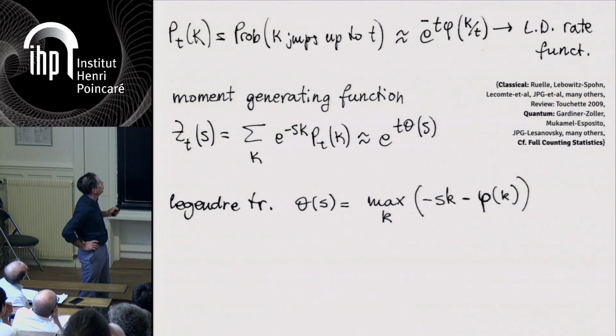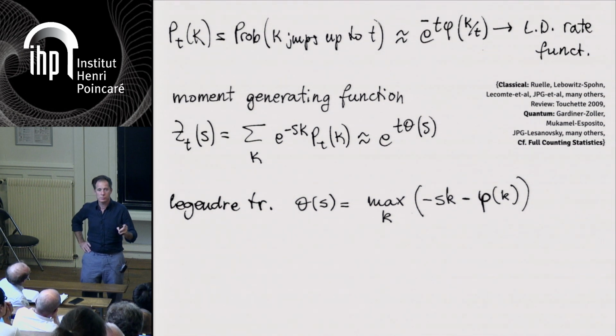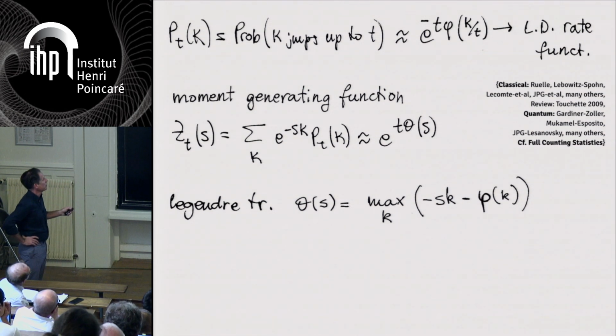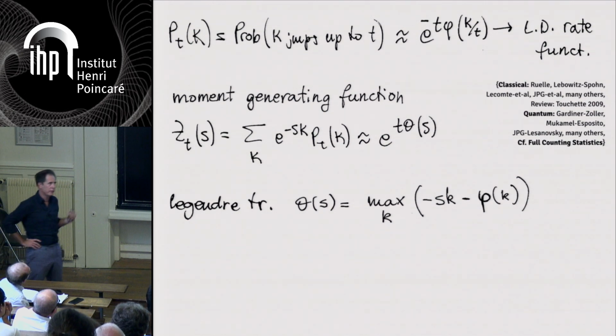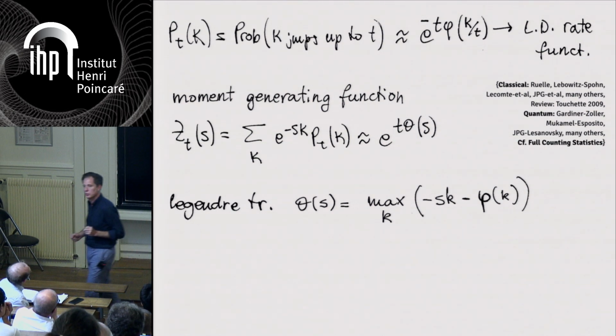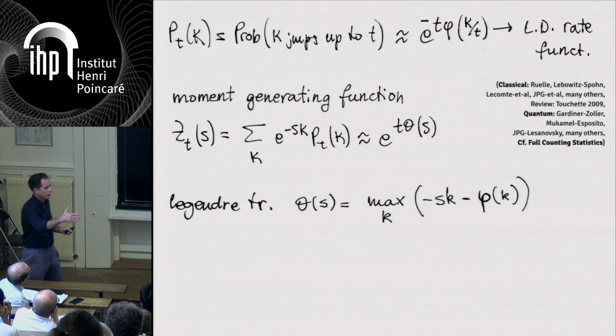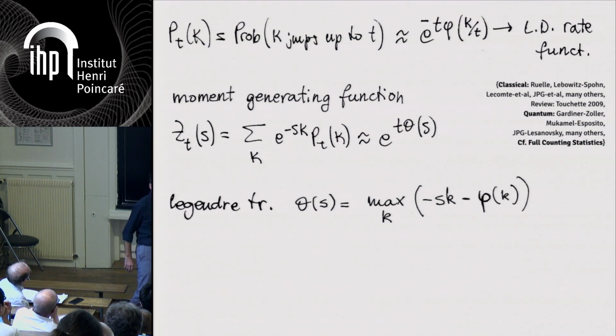Derivatives of Z give us the moments of k. At long times, it also has a large deviation form. It's exponential in time, times a function theta of s that depends now on the conjugate field. K has been summed over. And that's sometimes called the scaled cumulant generating function, sometimes just the large deviation rate function. And these two functions are related by a Legendre transform. So if one knows this one, one obtains that one, modulo the convexity of Legendre transforms.